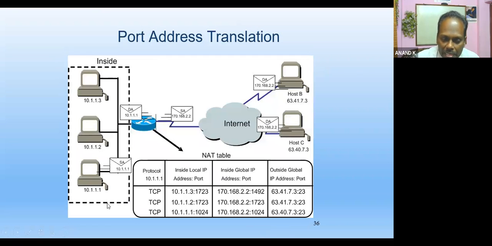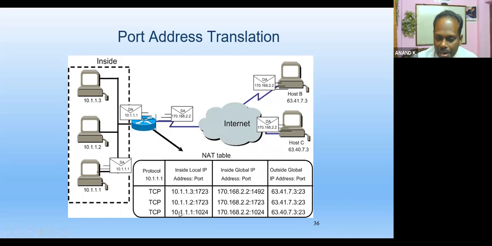The figure is the same: 10.1.1.1, 1.2, 1.3, all these are your intranet. You have your hosts across. This is the Gmail site and this is Microsoft.com, etc., via the internet. Now, if 1.1 from here places a request that he wants to connect to google.com, how does it flow?